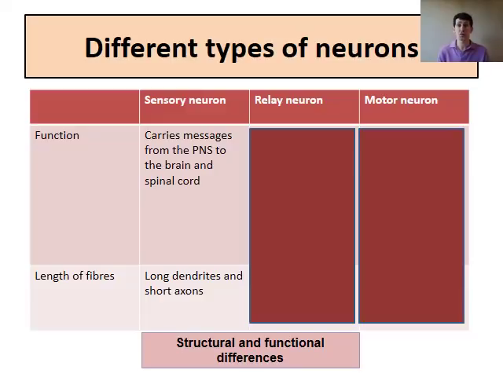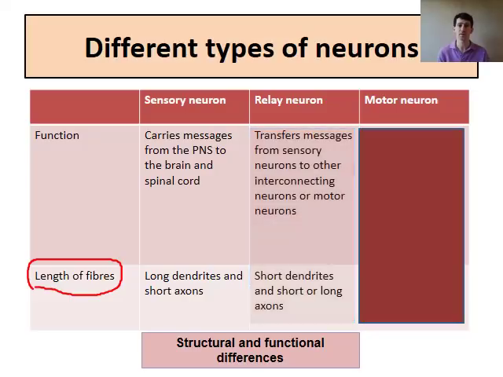So the function of the sensory neurons is to carry messages from the peripheral nervous system to the brain and the spinal cord. That's its job, to carry information from the senses, is the sensory neuron, from the senses to the central nervous system, to the brain, to the spinal cord. Okay, and down here at the bottom we've got the length of the fibers, because you do need to know the structure of these. So sensory neurons do have long dendrites and short axons. And again, if you don't understand what those words mean, don't worry, we're going to look at that in a minute. They've got long dendrites and short axons.